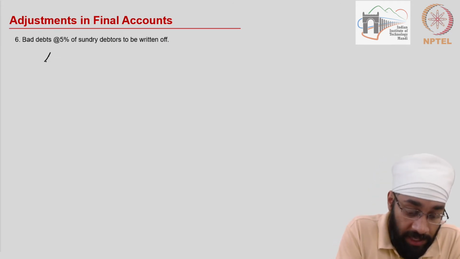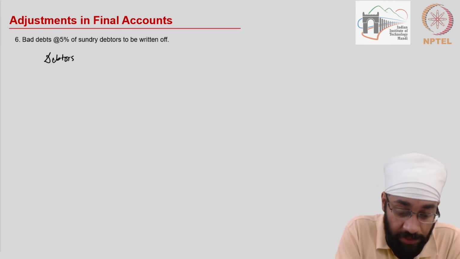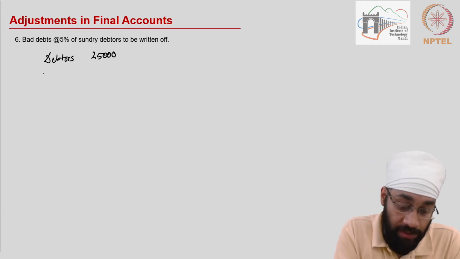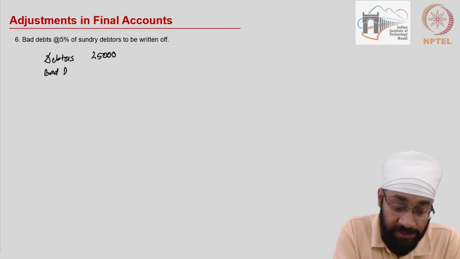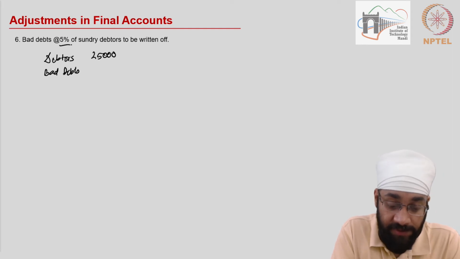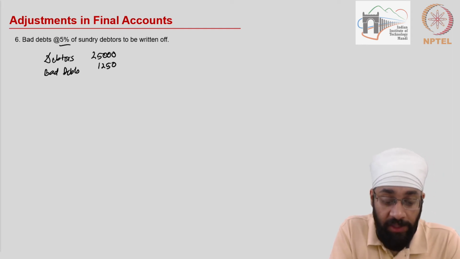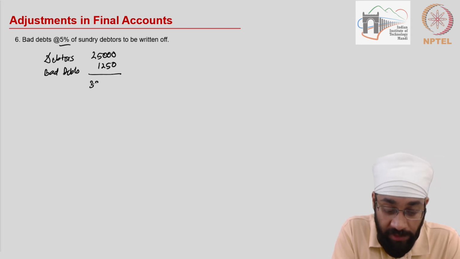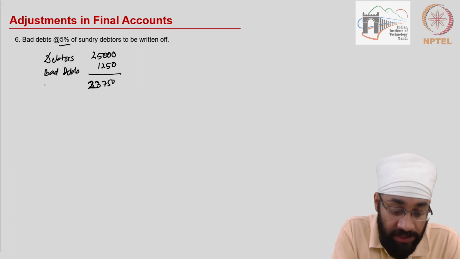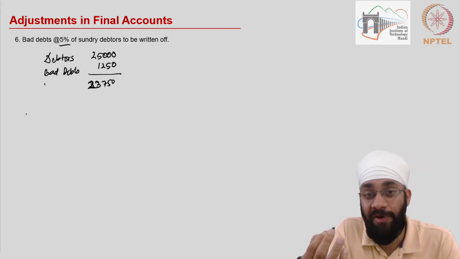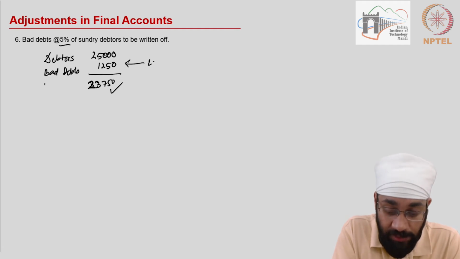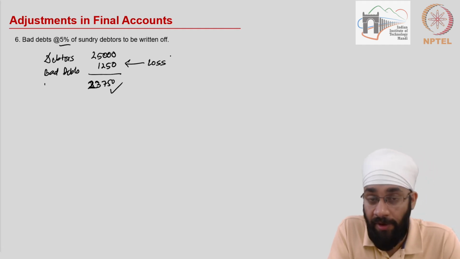Here, the amount of debtors in the trial balance is 25,000, and now there are bad debts at the rate of 5%. So 1250 is the amount which you do not expect to recover. So 23,750 is the revised amount for debtors. This is the new amount which should be shown, and this is going to be considered as a loss.